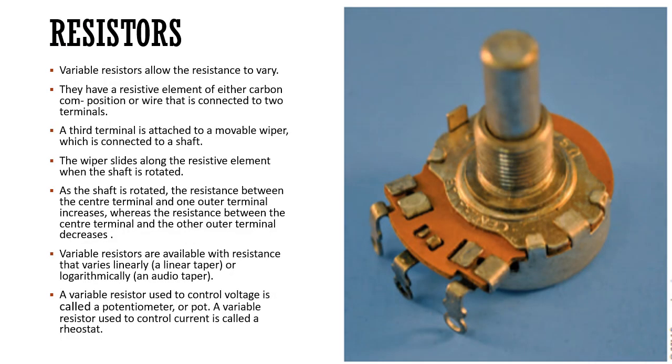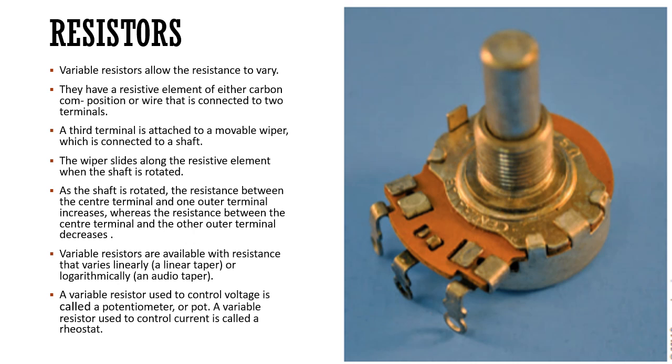Variable resistors allow the resistance to vary. They have a resistive element of either carbon composition or wire that is connected to two terminals. A third terminal is attached to a movable wiper, which is connected to a shaft. The wiper slides along the resistive element when the shaft is rotated. As the shaft is rotated, the resistance between the center terminal and one outer terminal increases, whereas the resistance between the center terminal and the other outer terminal decreases, as in figure.